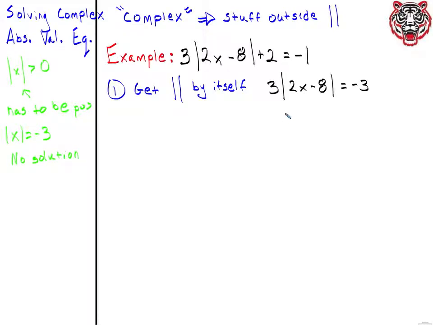You divide by 3. So my new equation becomes, Daisy? The absolute value of 2x minus 8 equals 1. Wait, 0. Just kidding. Isn't it 1? Equals negative 1. Negative 1.